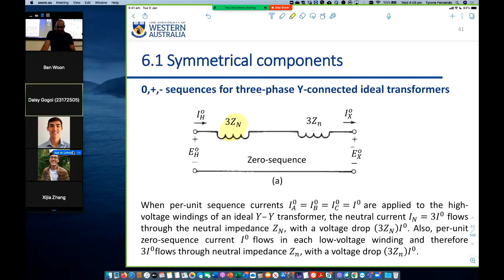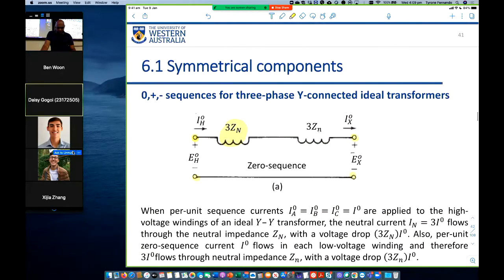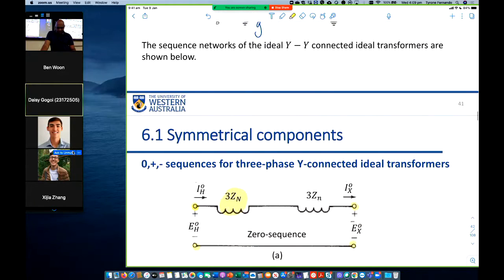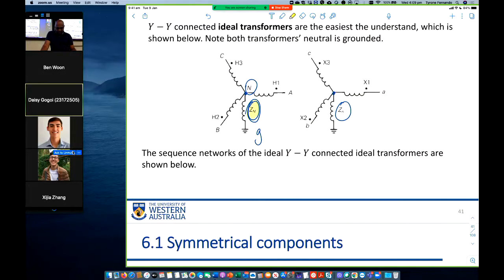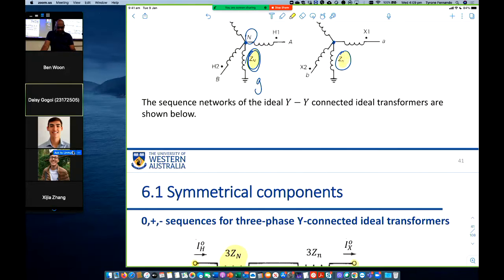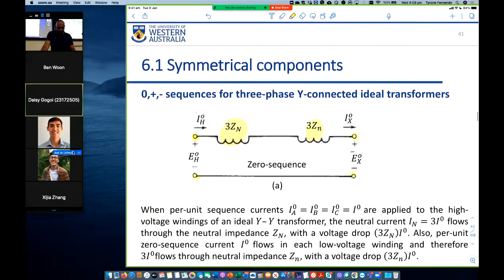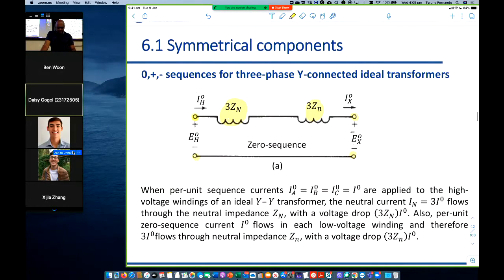So here are the primary terminals on the left. You have the secondary terminals on the right. The zero sequence currents can flow in the primary, and it will flow through 3 times Zn, which is this. And the zero sequence current in the secondary will flow through 3 times Zn in the secondary. So the zero sequence circuit for a Y-Y connection with the neutral connected to the ground is shown here, right?